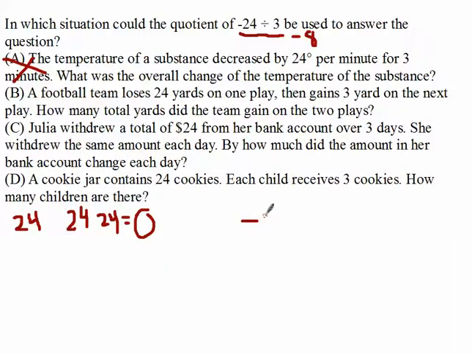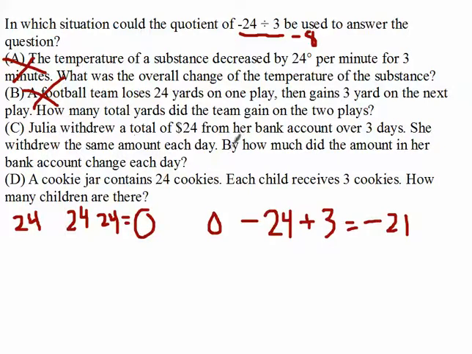For B, they lose 24 in one play, then gain 3 in the next. So what that is, that's -24. 0 is where they started. Then -24, and then +3, which gives me a -21. That is not equivalent.